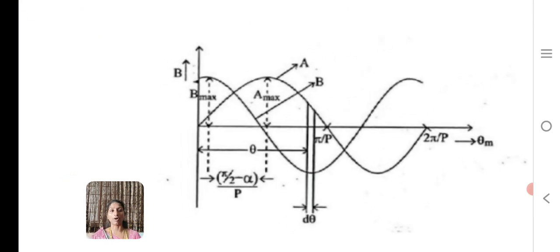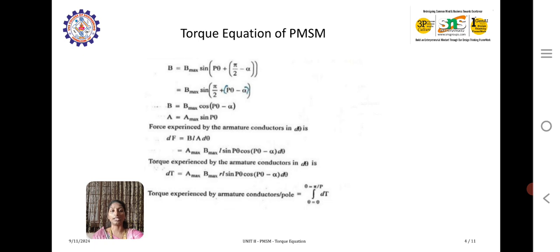Similarly, before going into the torque, we have to analyze the ampere conductor distribution and flux density distribution. Here we have two waveforms. One is A, which is the ampere conductor distribution. Another one is B max, which is the flux density distribution. The total angle for one half cycle is pi by P, where we have taken half of the angle. The starting point will have some difference, which is mentioned as pi by 2 minus alpha.